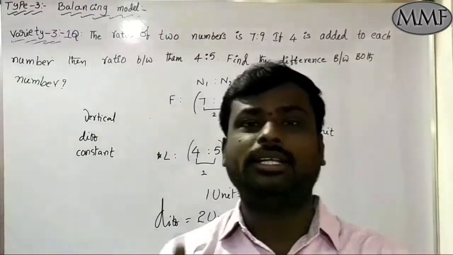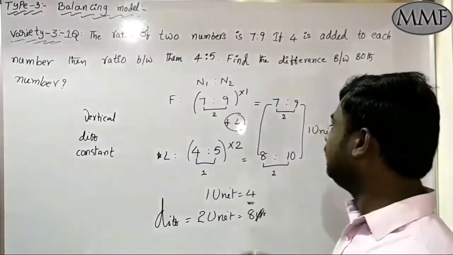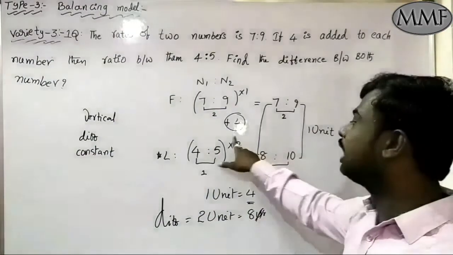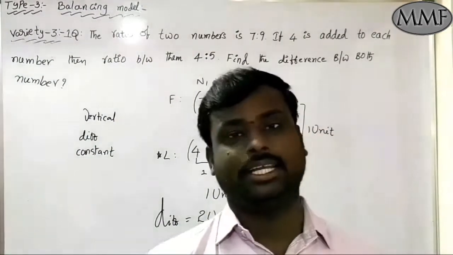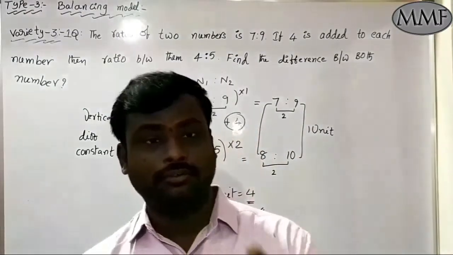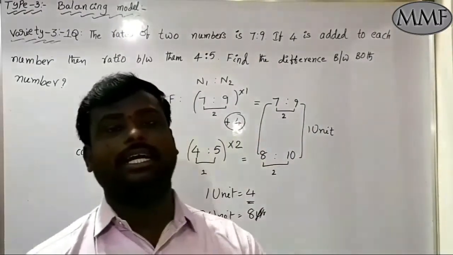So the gap between the numbers is 2. So for that, here is given as a logic. What is the vertical gap you are having? 4. If 1 unit is 4, what about 2 units? It is 8. So like this, we can find answer when 2 ratios are altering.